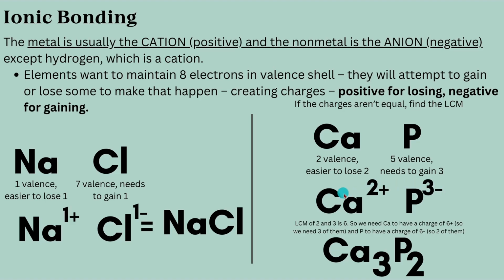However, you can't combine these one to one because their charges won't cancel out. So we need to find the least common multiple of these two charges. The least common multiple of 2 and 3 is 6, which means we need to get this to a total charge of positive 6, and this to a total charge of negative 6. So we need 3 of these calciums and 2 of these phosphoruses. So the final formula will be Ca3P2.